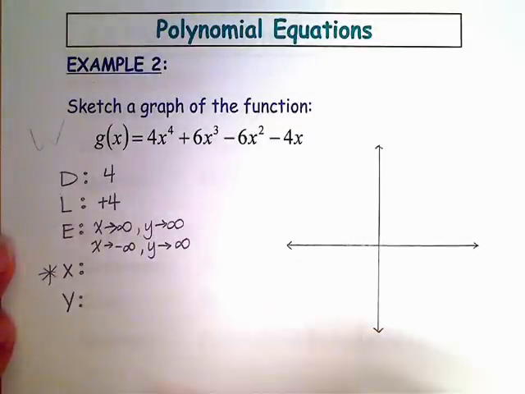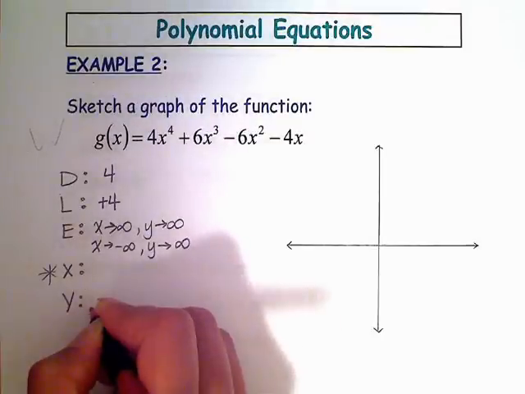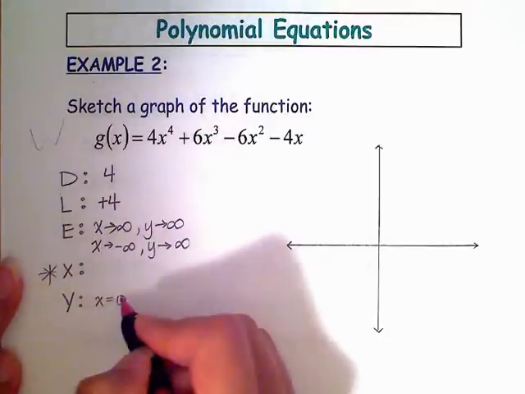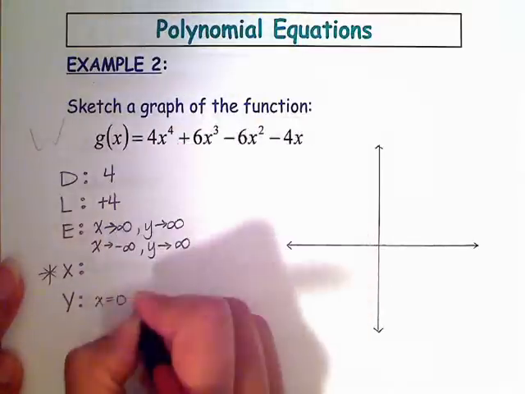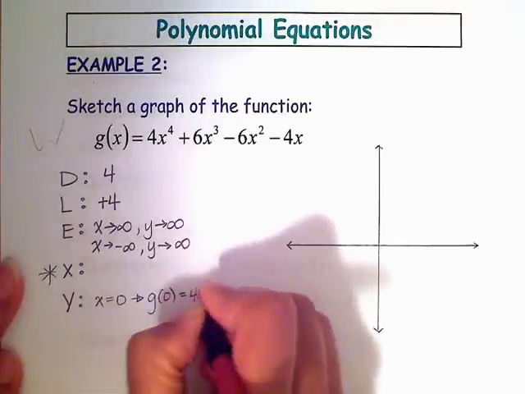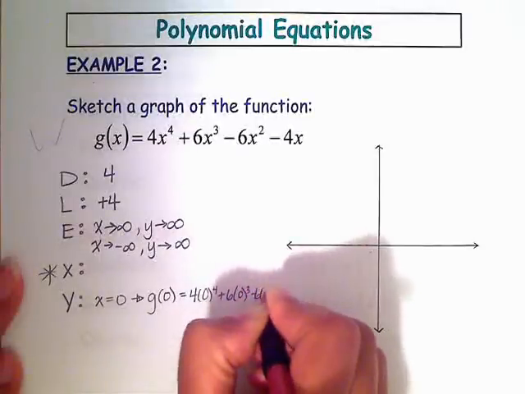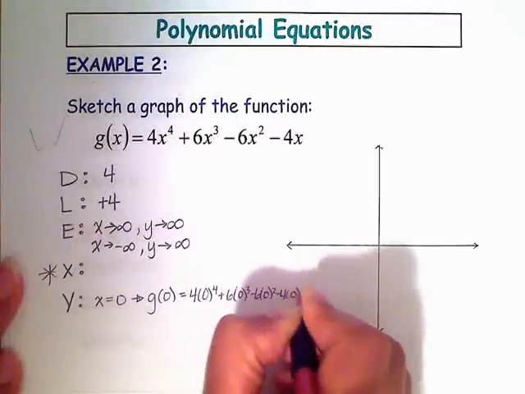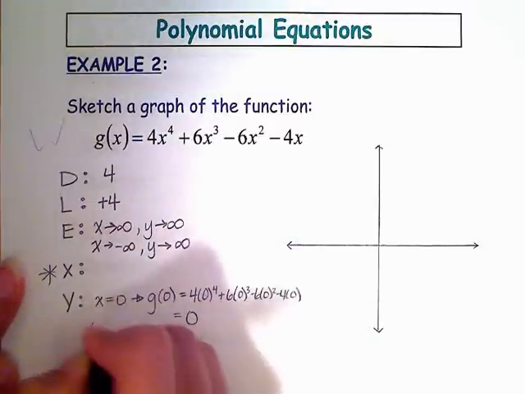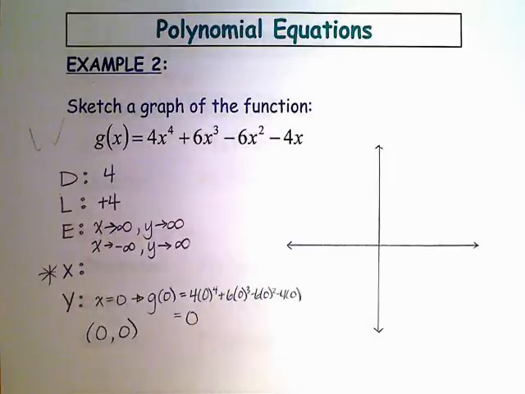So we can solve for the y-intercept in this case. Just because we don't know the x-intercept doesn't mean we can't move on and try to solve for the y-intercept. I can do that by setting x equal to 0. If I plug in x equal to 0 into my function, that means g of 0 is equal to 4 times 0 to the exponent 4 plus 6 times 0 to the exponent 3 minus 6 times 0 squared minus 4 times 0. If I simplify that, what I end up with is 0. So that means my y-intercept is at 0, 0. So there's my y-intercept. Now I just need to figure out where all my x-intercepts are.